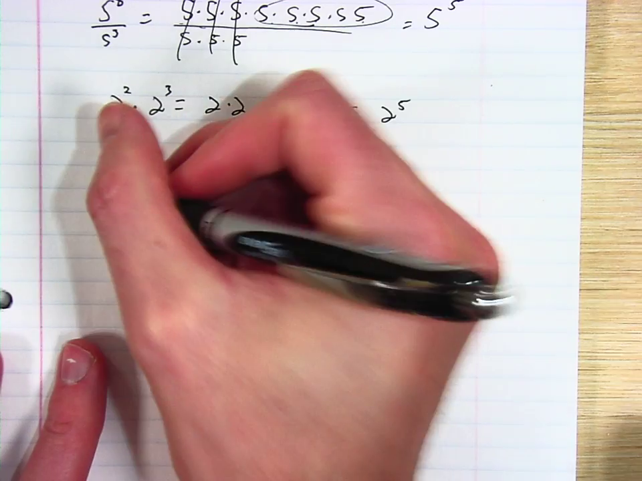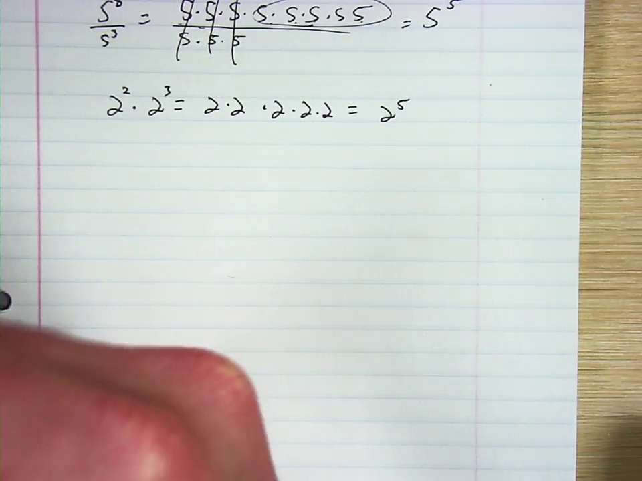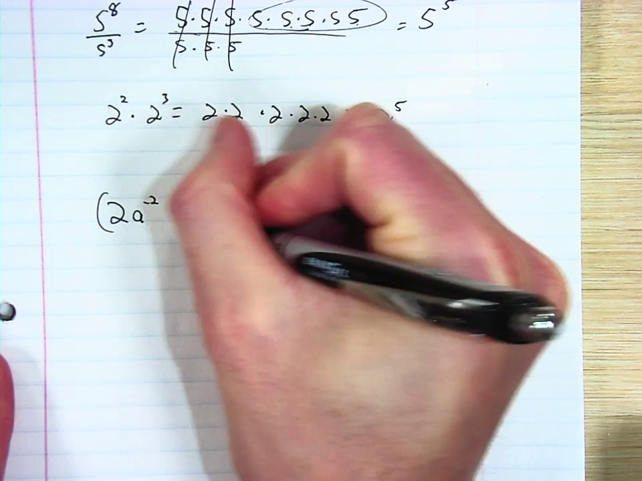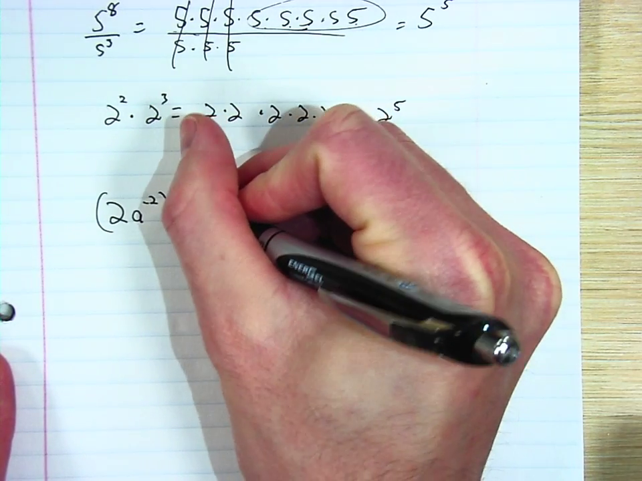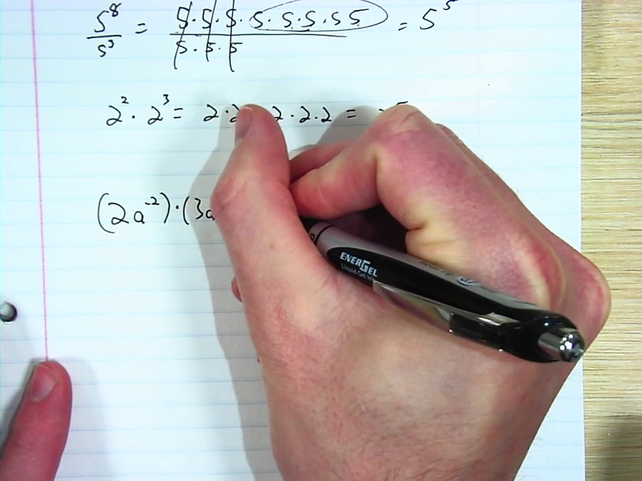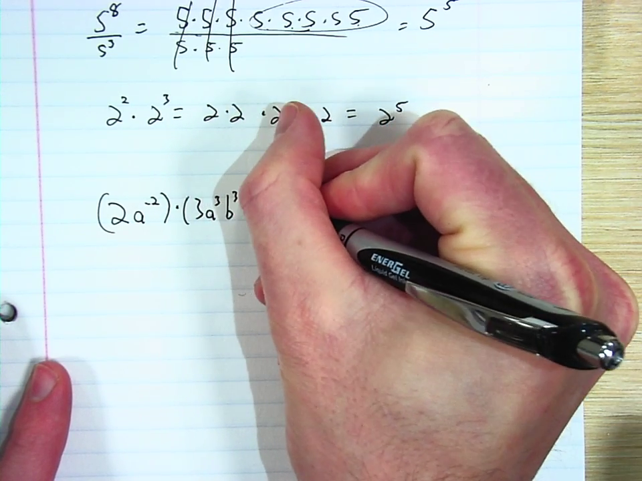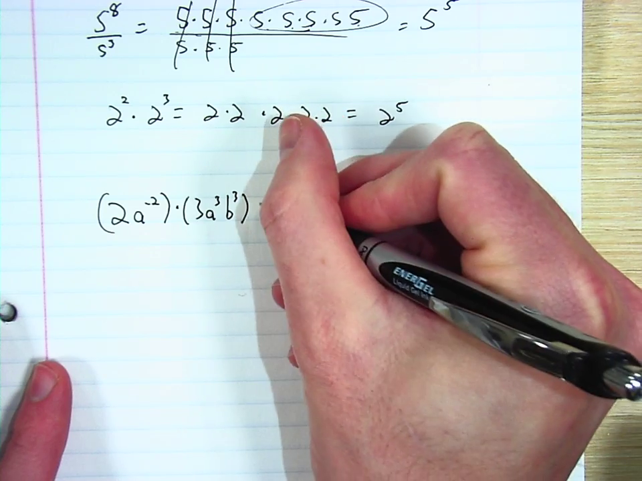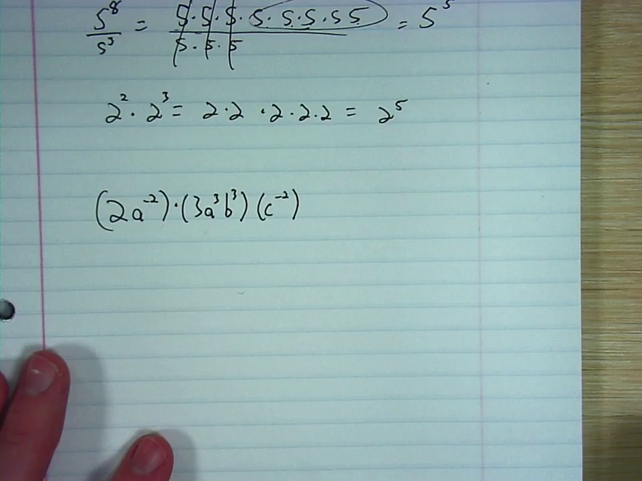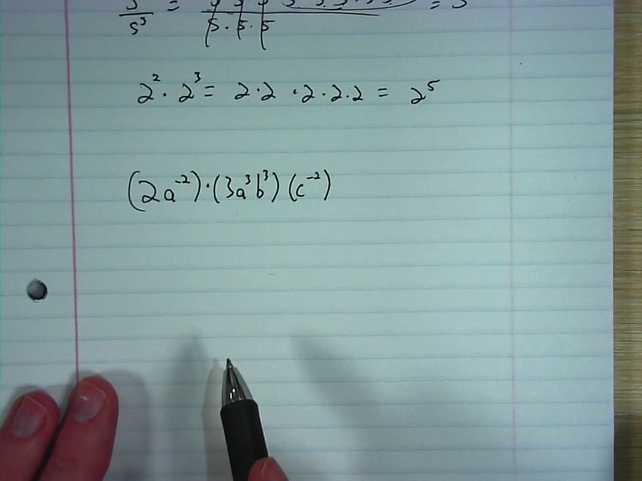Let's say we had 2a to the negative second times 3a to the third b to the third times c to the negative second. Go ahead and pause and give that one a shot.